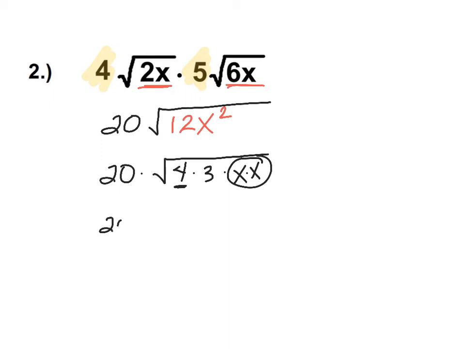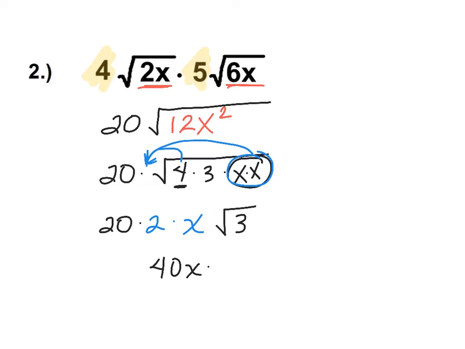So I have 20 times, all right, the 4 is going to come out. That means we're going to actually take the square root of 4, which becomes 2. We have a pair of x's that are going to come out as an x, and I am left with only a square root of 3. So let's go ahead and simplify all this, and I get 40x square root of 3.